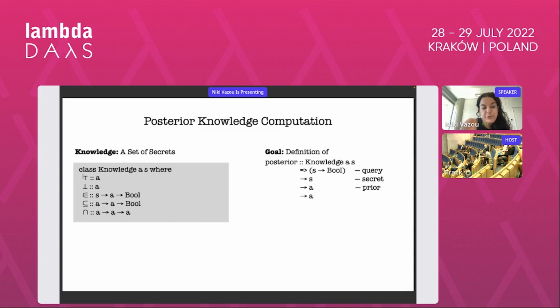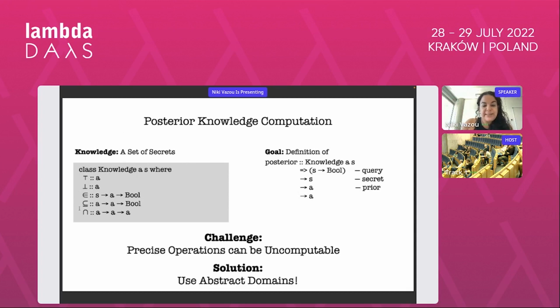So we have two constant knowledges. We have the top, which is the full set. We have the bottom, which is the empty set. And the interesting operation that combines both the secret and knowledge is this belongs, because I really need to know if a secret belongs into a knowledge or not. And then we have two set operations, subset and intersection. Okay, so we define knowledge to be a set of secrets.